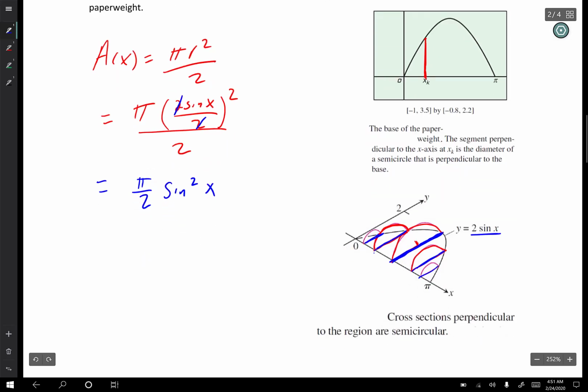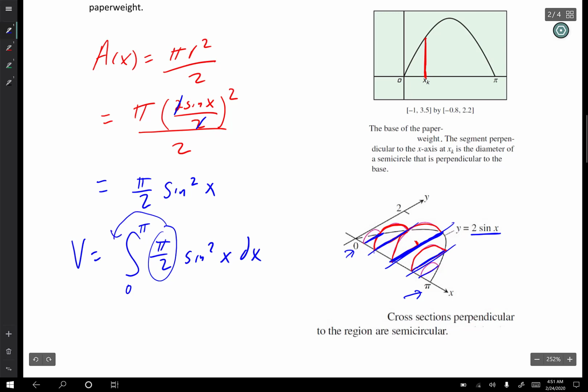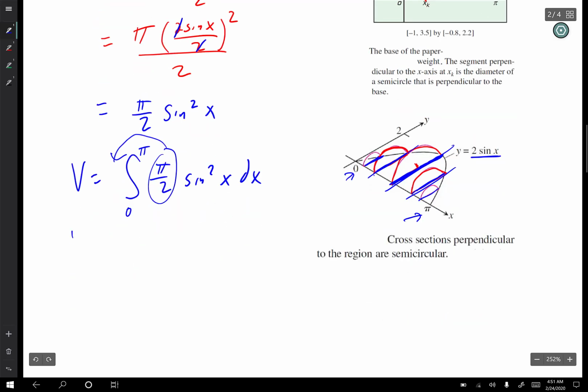So how do I find my volume? My volume is the integral from 0 to pi. Now notice these are all dx's. All those cross sections are dx's. So the integral from 0 to pi of pi over 2 sine squared x dx. Now this is a product, and the pi over 2 is a constant, so a lot of times we just pull that out, guys. So the volume is pi over 2 times the integral from 0 to pi of sine squared x dx.